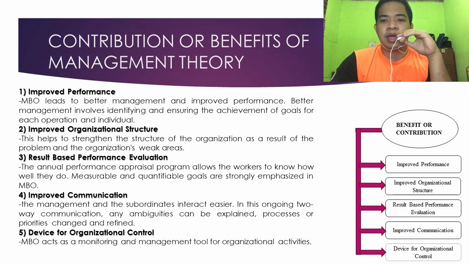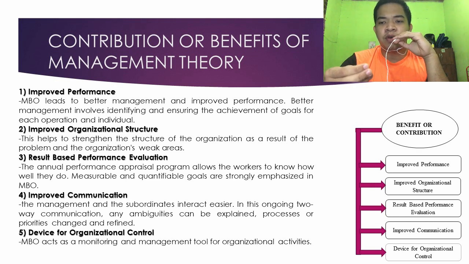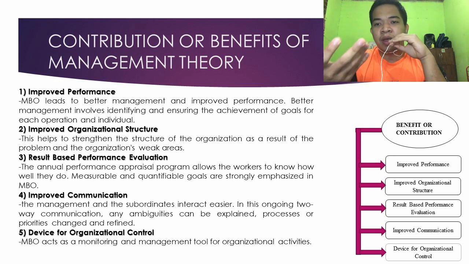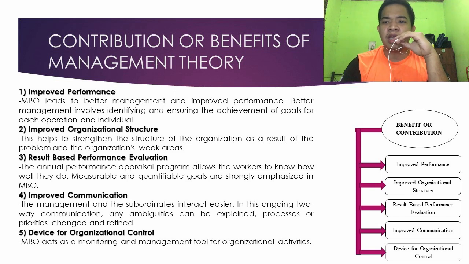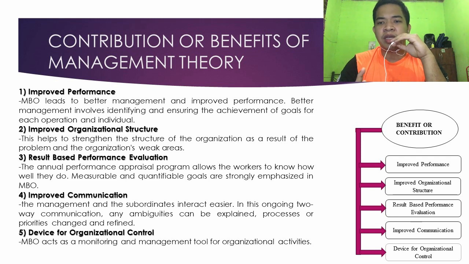Peter Drucker said in The Essential Drucker, a manager is responsible for the application and performance of knowledge. So the fourth is improved communication. Through MBO, the management and the subordinate interact more easily. This is ongoing two-way communication. Any ambiguity can be explained, prioritized, and refined. So Drucker said that the most important thing in communication is to hear what is not being said.